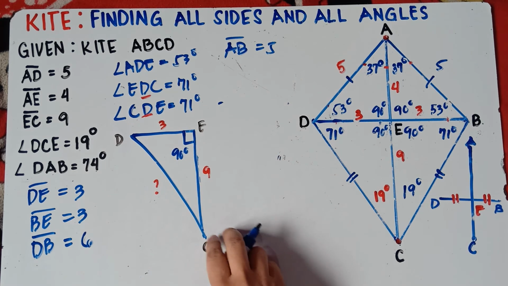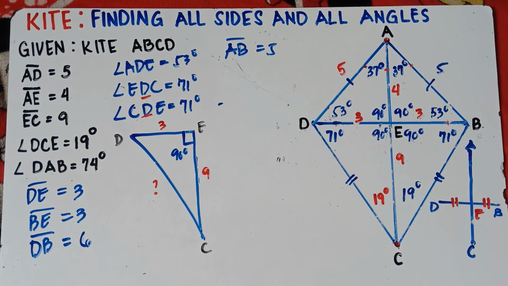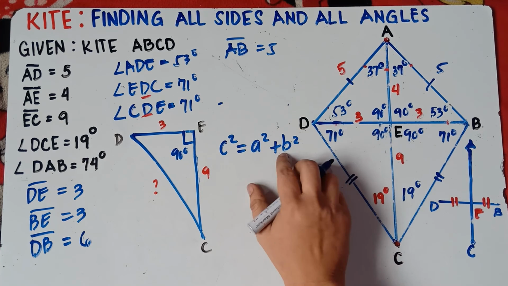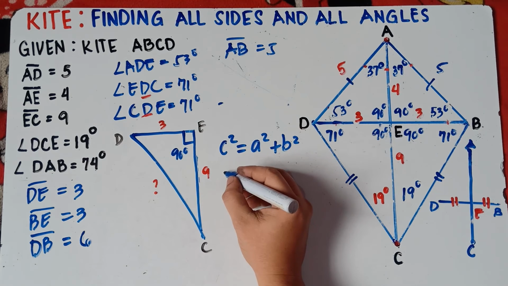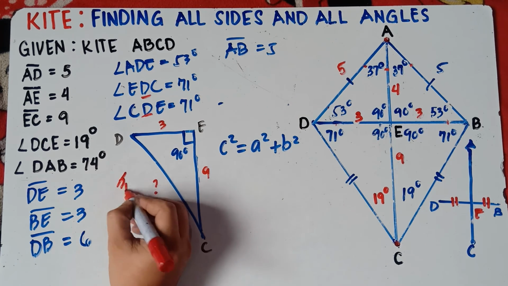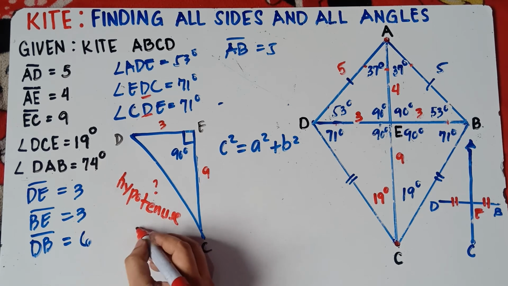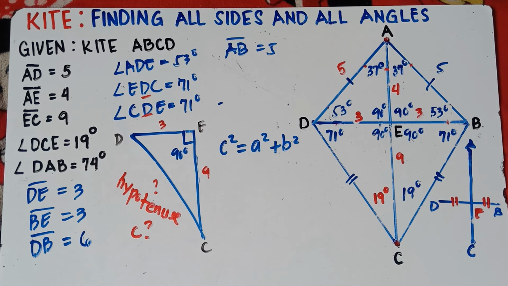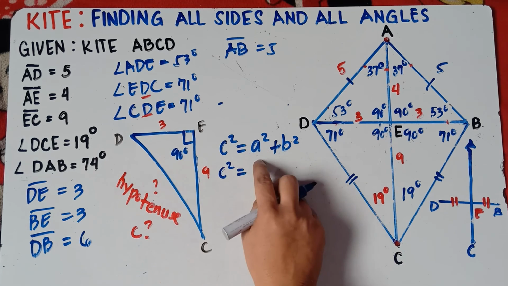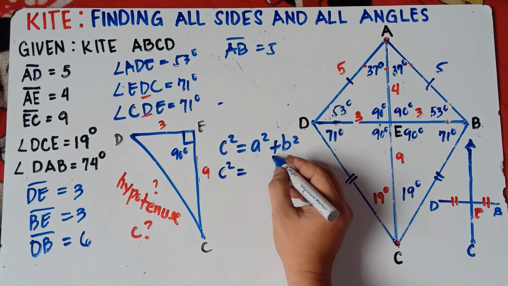If this is a right triangle, you can always find one side using the Pythagorean theorem. The formula is c squared equals a squared plus b squared. We're looking for c, the longest side, the hypotenuse. The hypotenuse is always c. We don't have the value of c. So c squared equals, you can have 3 as your a or you can have 9 as your a. It depends on you. You will have the same answer because this is addition.